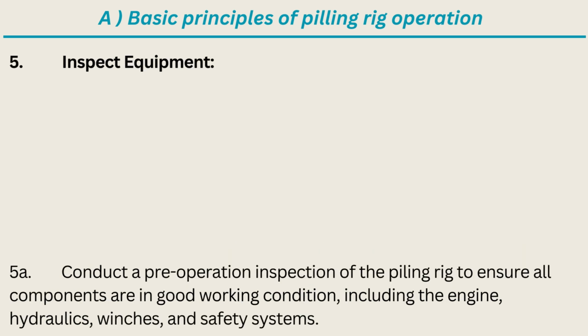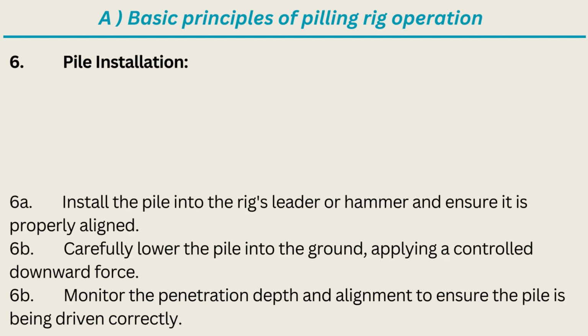5. Inspect equipment. 5A. Conduct a pre-operation inspection of the piling rig to ensure all components are in good working condition, including the engine, hydraulics, winches, and safety systems. 6. Pile installation. 6A. Install the pile into the rig's leader or hammer and ensure it is properly aligned. 6B. Carefully lower the pile into the ground, applying a controlled downward force. 6C. Monitor the penetration depth and alignment to ensure the pile is being driven correctly.